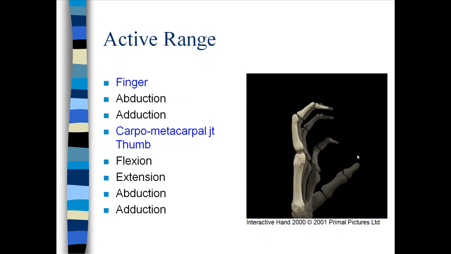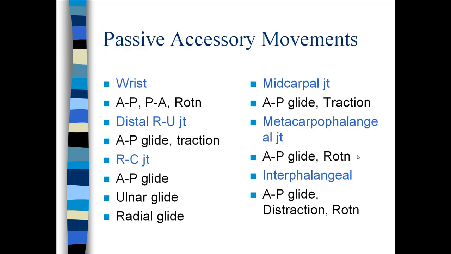At metacarpophalangeal joints, we must also check ab and adduction. And at the carpometacarpal joint of the thumb in particular, we must check the ability to ab and adduct, flex and extend, as well as the passive ability for it to rotate. Failure for it to rotate effectively will lead to impairment of the movement of opposition.